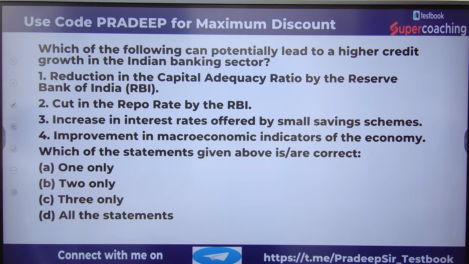The question is, which of the following can potentially lead to a higher credit growth in the Indian banking system? First statement is reduction in capital adequacy ratio by the Reserve Bank of India. Second statement is cut in repo rate by the Reserve Bank of India. Third statement is increase in interest rates offered by small saving schemes. Fourth statement is improving the macroeconomic indicators of the economy.